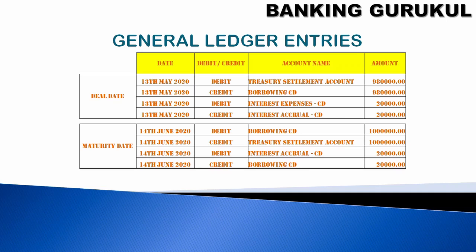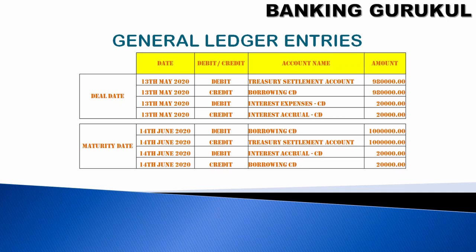What are the accounting entries posted on the deal date and maturity date? On the deal date, all the CDs will be transacted through your treasury application. These transactions happen in the financial market, not on BSE or NSE. So I have taken a CD from another bank at 98%, so I'll get only 9,80,000. I'll debit my treasury 9,80,000, and because it is a liability, I'll credit borrowings through CD 9,80,000. So I got the 9,80,000 funds.